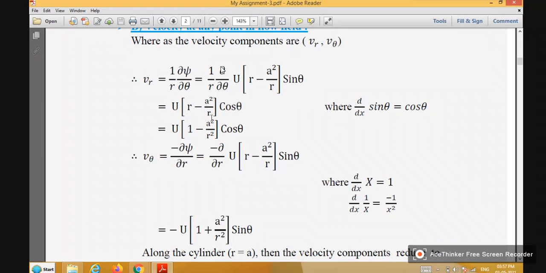That will go inside the brackets. So R by R will become 1. A square by R will become A square by R square. Yes, sir. That is what I am wondering. V theta anyhow will be like that only. Yes, sir. V theta.